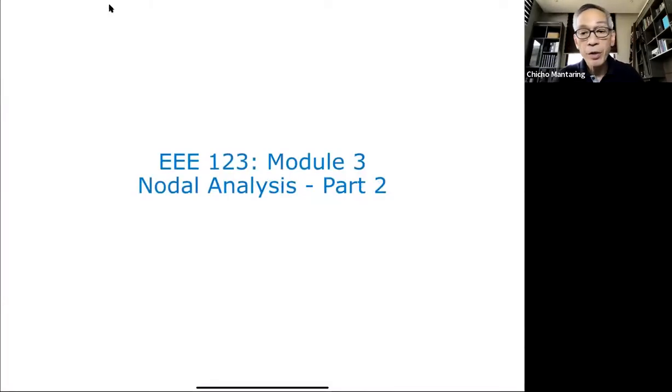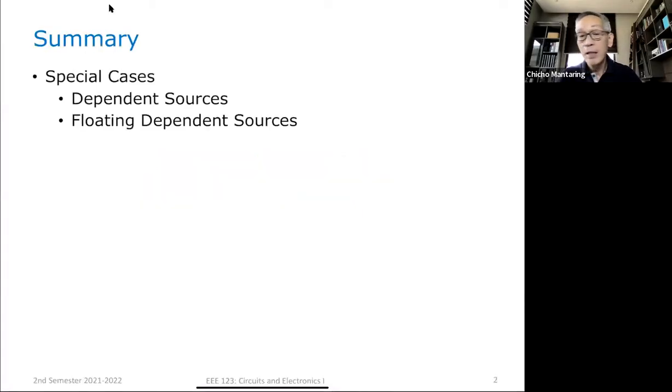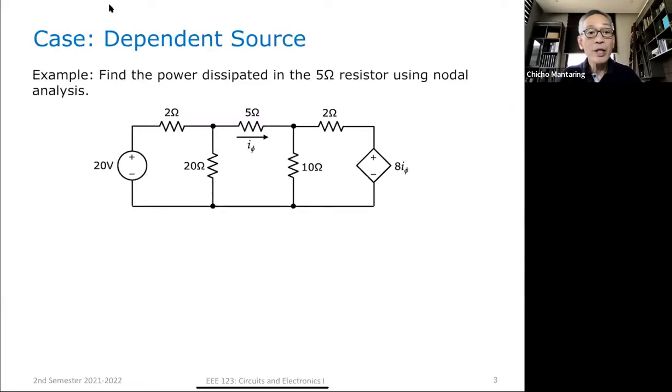Okay, so we're going to take up more examples of nodal analysis. In this lecture, I'm going to talk about circuits with dependent sources and circuits with floating dependent sources. So let's do this by way of example. I have here a circuit. The problem is to find the power dissipated in the 5 ohm resistor using nodal analysis.